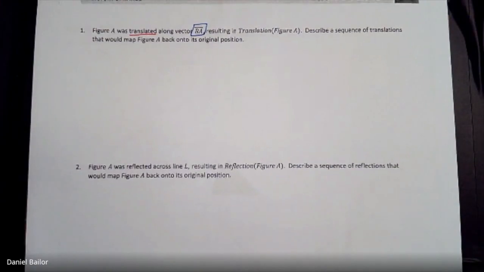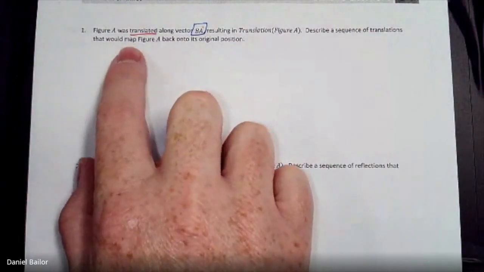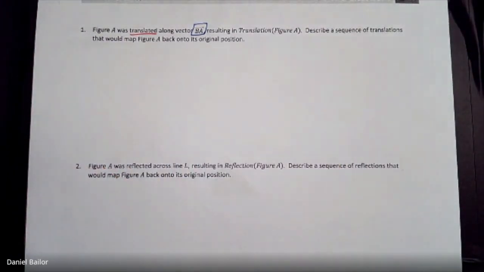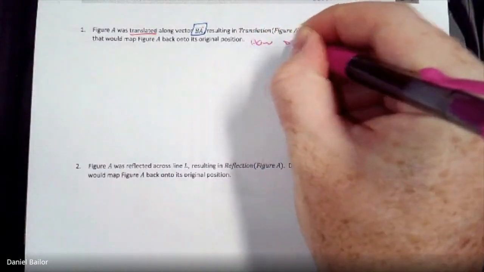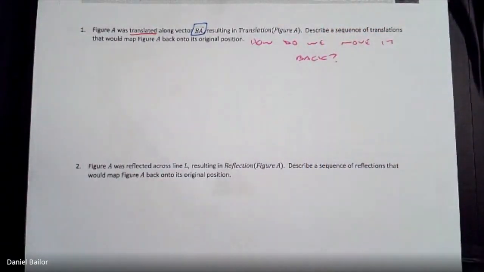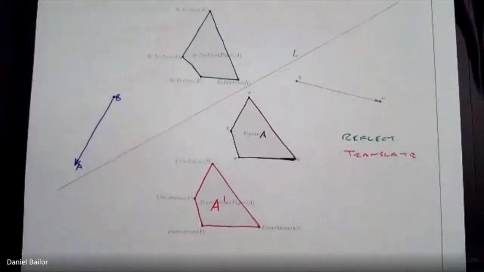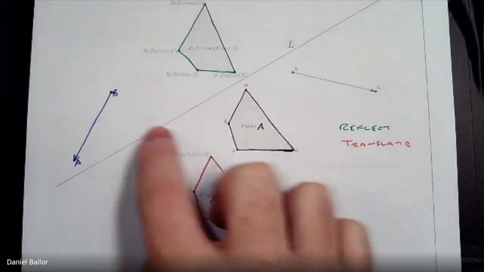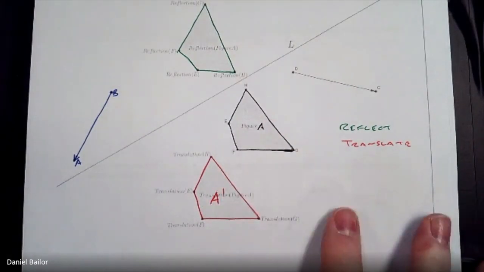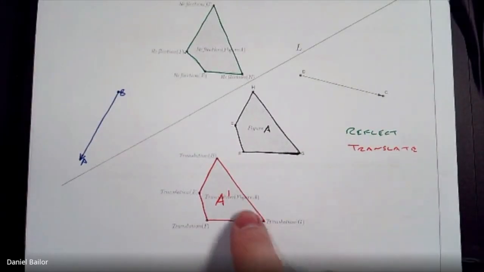The next part, the question part, is describe a sequence of translations that would map figure A back onto its original position. So that is basically asking us, how do we move it back? So it was translated. How do we move it back? So if you look at this, figure A followed BA to make A prime. How do we move A prime back? Think about it for a second. Write your answer down for number 1. What do you think? How do we move A prime back to A? In other words, what vector do we follow? What vector do we follow to move A prime back to A?